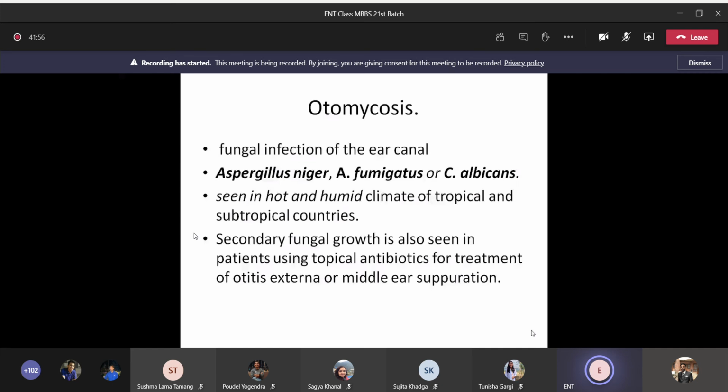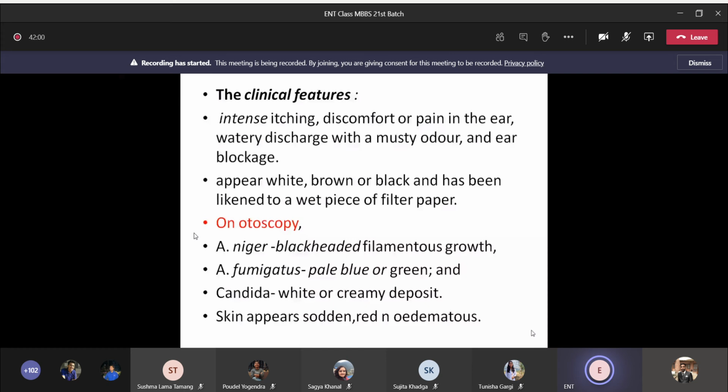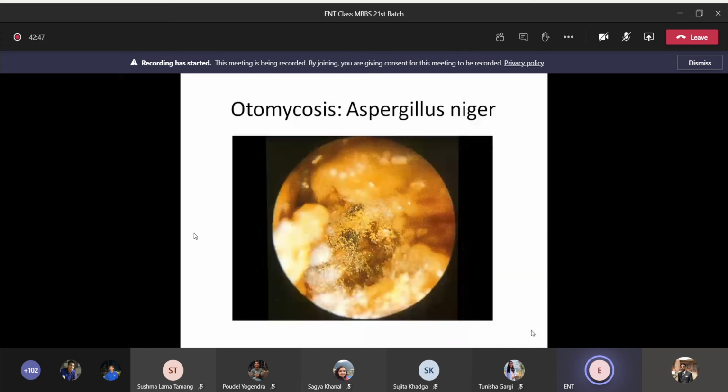Clinical features: intense itching, discomfort or pain in the ear, watery discharge, musty odor, and ear blockage. So they appear white, brown, or black and has been likened to a wet piece of filter paper. So on otoscopy, when you actually see with an otoscope, you get black-headed filamentous growth inside the external auditory canal if it is Aspergillus niger, pale blue or green in case of fumigatus, and if it is Candida, then you get white or creamy deposit. The skin appears sodden, red, and edematous. So this picture shows black filamentous growth, otomycosis due to Aspergillus niger.